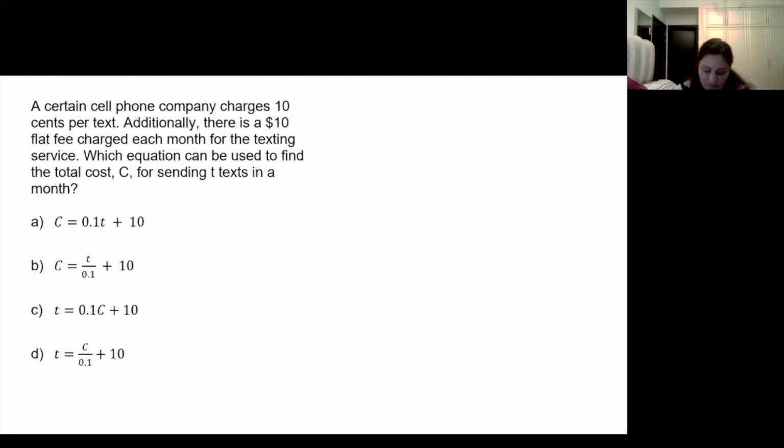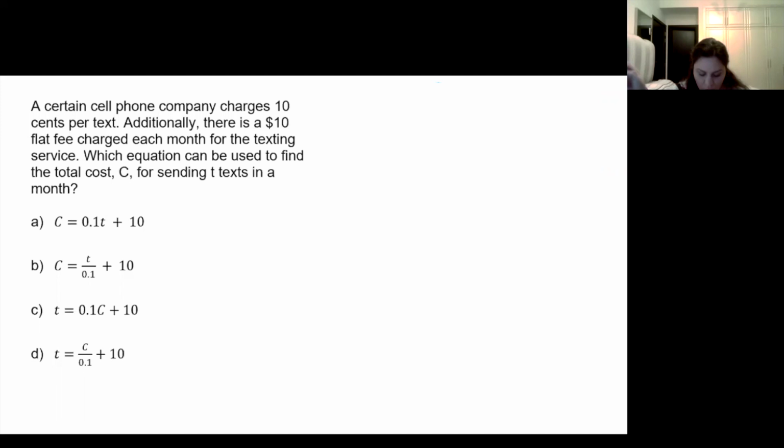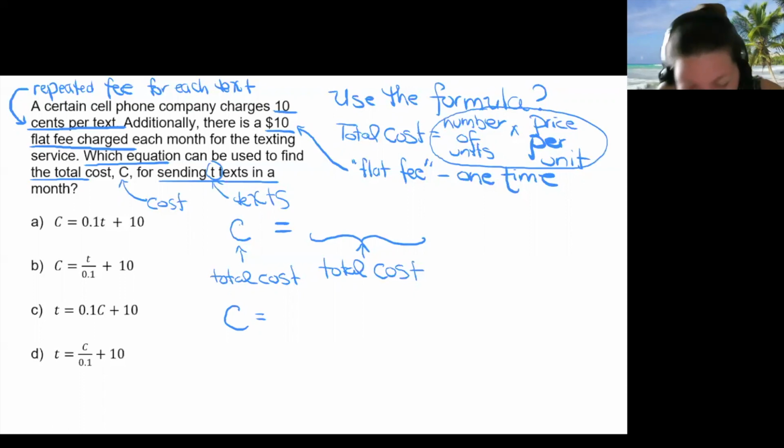We use the formula. It could definitely help us. So Manal knows that on the formula sheet, there is a formula that says total cost equals number of units multiplied by price per unit. You said the total cost was the number of units times the price per unit. That's that idea of getting a fee charged over and over and over again. So let's start with that. The number of units. Well, in this case, the units, the things that we're buying are texts. And how many texts are we sending?